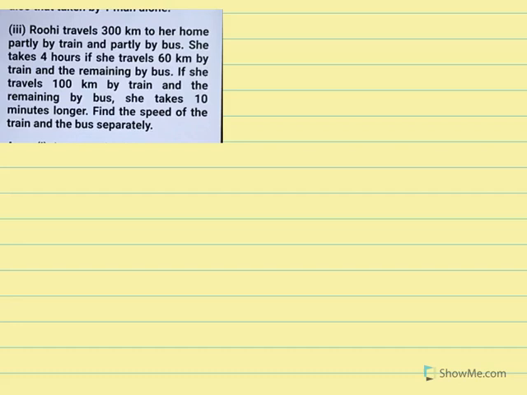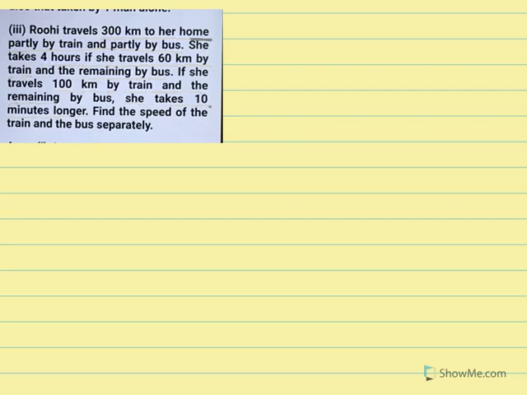Ruhi travels 300 kilometers to her home, partly by train and partly by bus. She takes 4 hours if she travels 60 kilometers by train and the remaining by bus. If she travels 100 kilometers by train and the remaining by bus, she takes 10 minutes longer. Find the speed of the train and the bus separately.